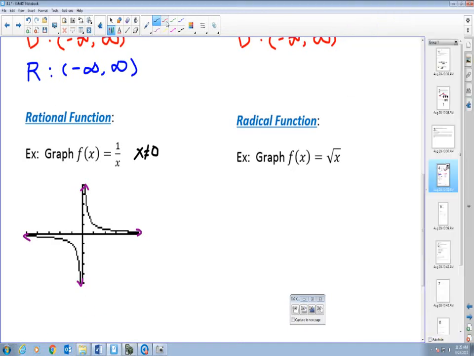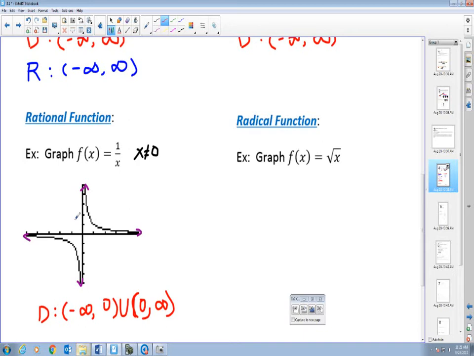So my domain, even though one side keeps on going right and the other side keeps on going left, coming from left to right is from negative infinity all the way to what I cannot be, which is zero. From negative infinity, keep on approaching zero, but I cannot be exactly zero. Since I cannot be zero, I use a parenthesis. Union, the other side starts from zero as a reference point, parenthesis, and keeps on going to the right. That will be my domain for this particular example, 1 over x.